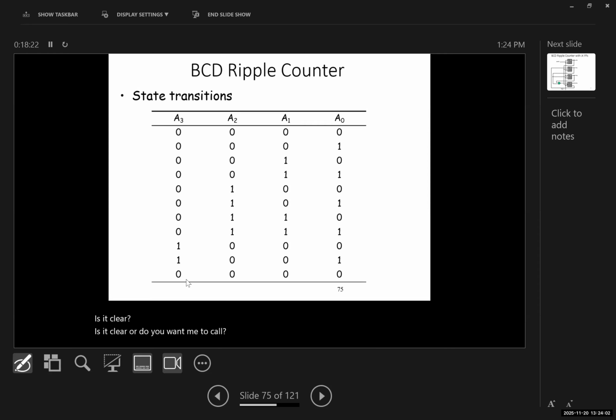Okay. So the state transitions for a BCD ripple counter: it starts from 0000, which is 0, then goes to 1, 2, 3, 4, 5, 6, 7, 8, and 9. By the way, this is 9. And then it goes back to 0. And I'm writing the decimal over here. For a 4-bit binary, it goes from 0 to 15 back to 0. BCD 0 to 9 back to 0.